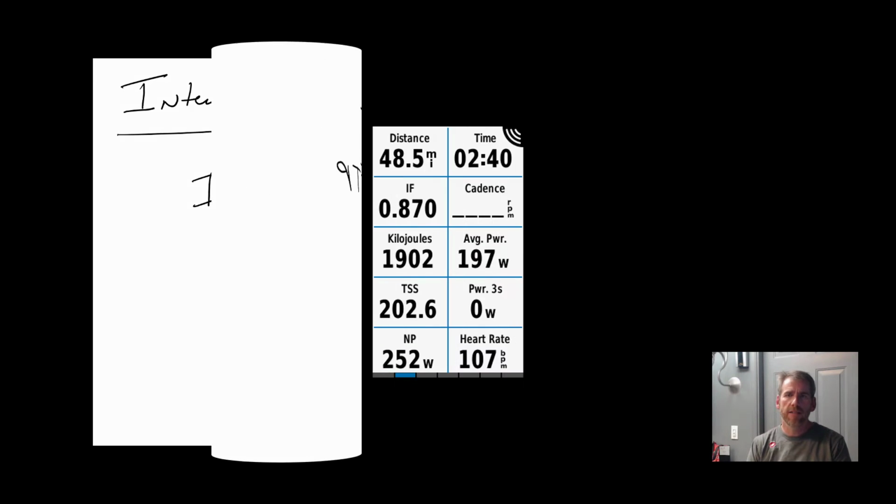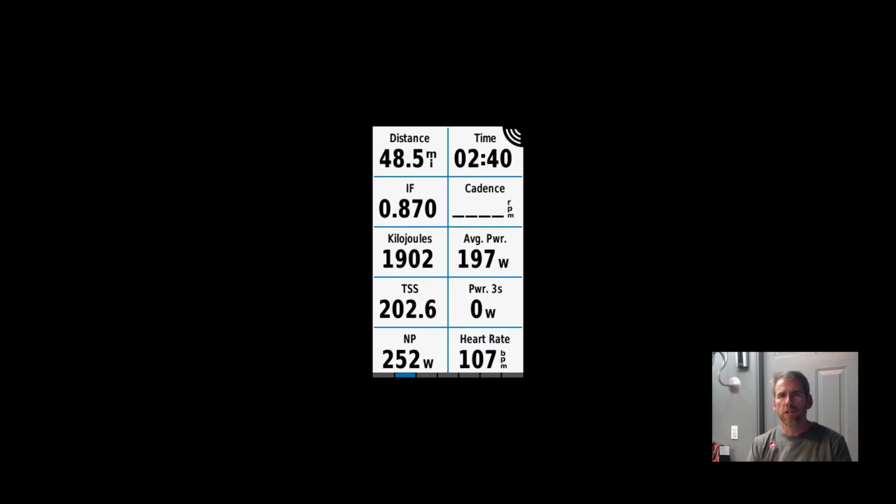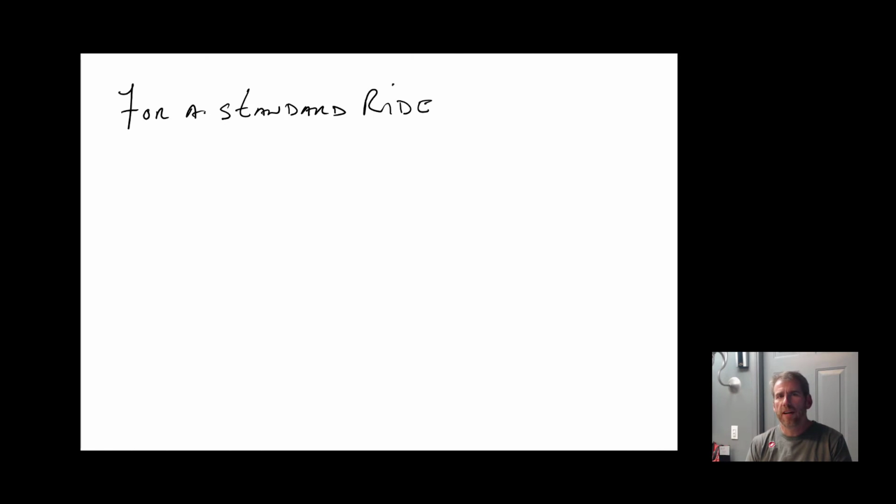If you were to look at my ride on Saturday, you would see that I went for 2 hours and 40 minutes. My FTP is about 290 watts. The normalized power for this ride was 252 watts. So intensity factor is 0.869, or if you look on the Garmin screen, it says 0.87. What do the intensity factors mean?